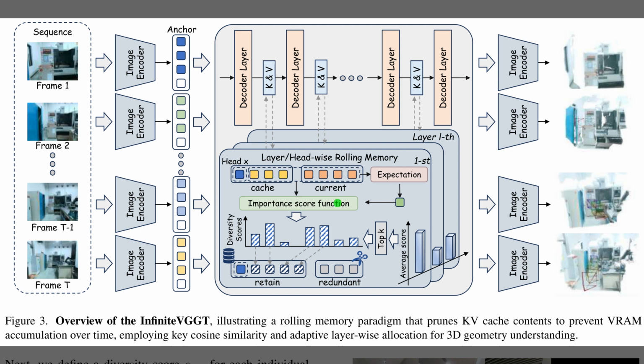In this block, the model calculates diversity scores for new tokens by comparing them to an expected mean, so it can identify which features are truly unique. It then retains only the top K most informative tokens, while pruning the redundant ones, which keeps memory usage bounded. Crucially, the anchor column of blue squares shows that the first frame is permanently locked, ensuring the global coordinate system never drifts.